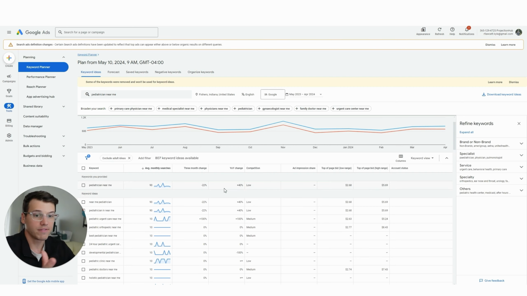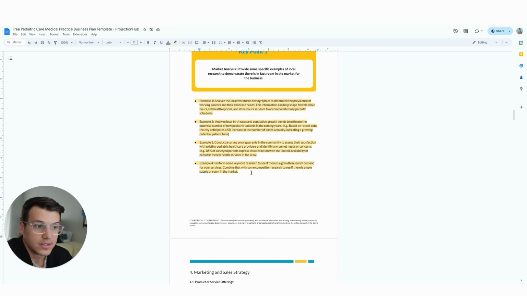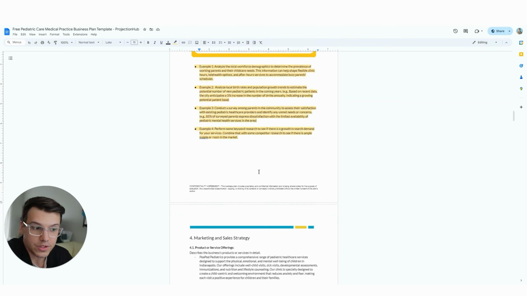So this is obviously only one half of the equation. This is just demand. The supply half of it is that competitor research I was talking about. If we know there's a growing demand, but there hasn't been a new pediatrician in town in 10 years, that's a pretty good indication that there's room in the market, okay? So you can do exactly what I just demonstrated, grab some screenshots of this, and add that into your business plan. That's some nice research to prove that you know what you're talking about and that you've done your homework.